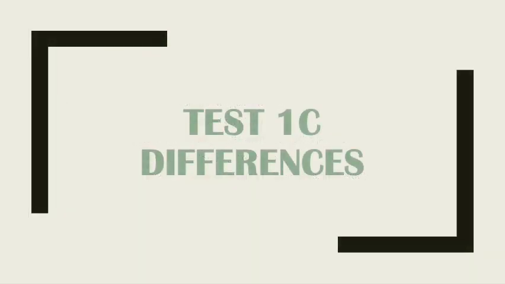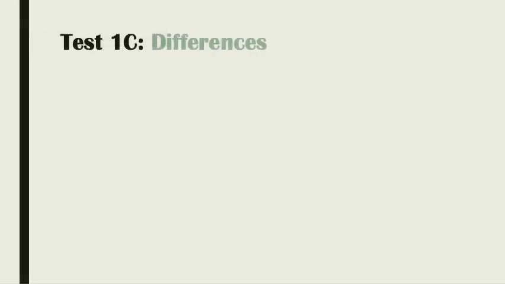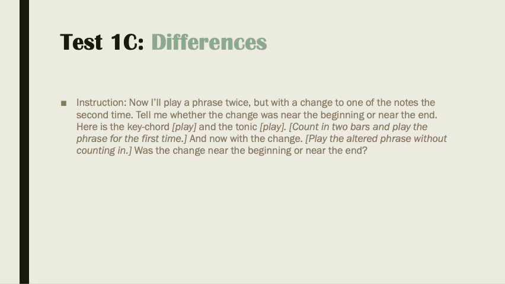And let's move on to test 1C on the differences. The instruction will be, now I'll play a phrase twice, but with a change to one of the notes the second time. Tell me whether the change was near the beginning or near the end. Here is the key chord and the tonic.